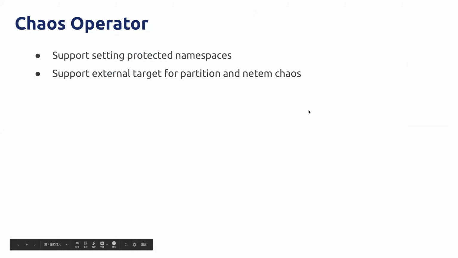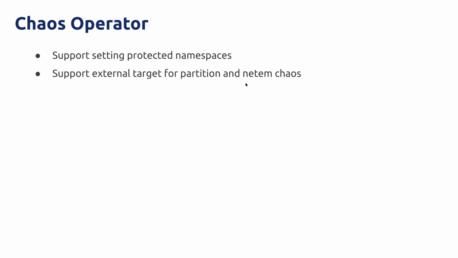Okay, and let us change to our project. About the chaos operator, we also have some updates. At present, we support setting protected namespaces. So if you want to protect some namespaces, such as the Kubernetes system or other important namespaces, we can set them in the ChaosMesh config, and ChaosMesh will ignore them automatically when injecting faults.